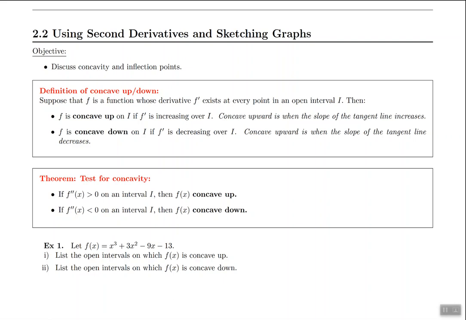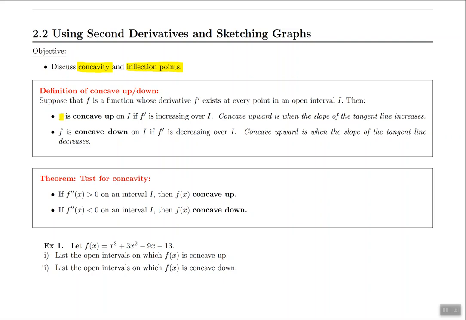In this section, we use the second derivative to find concavity of functions, and we will also be sketching the graphs of the functions. So first of all, what does the word concavity mean, and how do we find whether a function is concave up or down? The concept of concavity is also very closely related to inflection points.